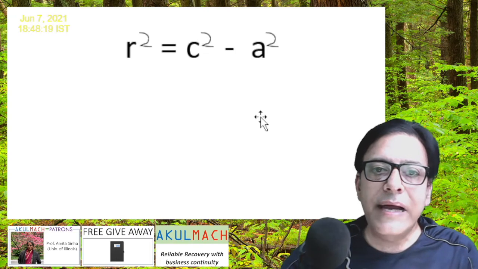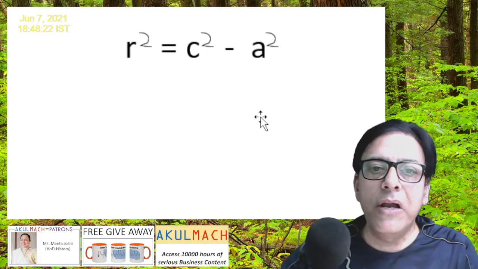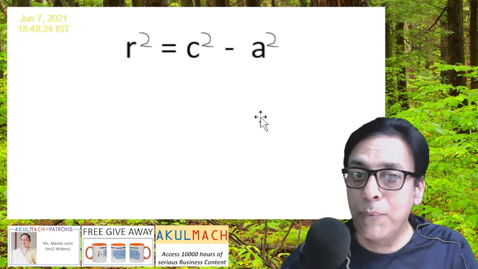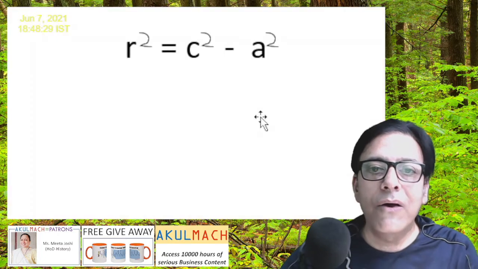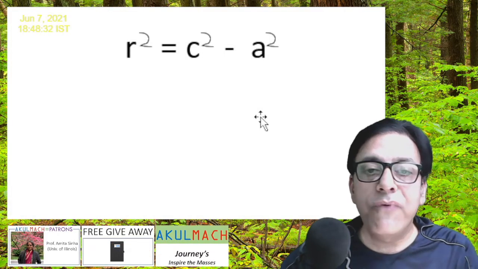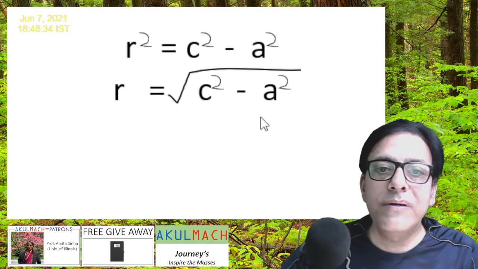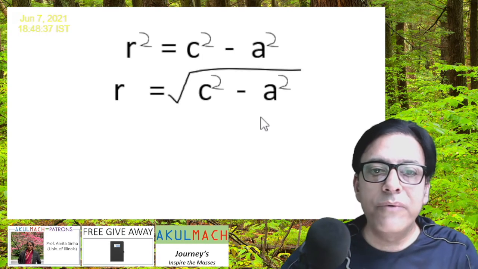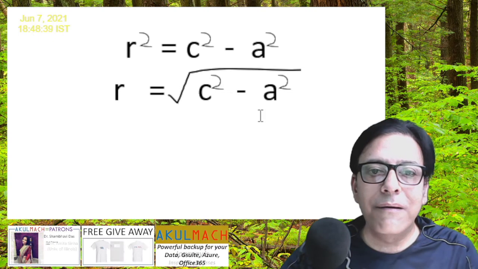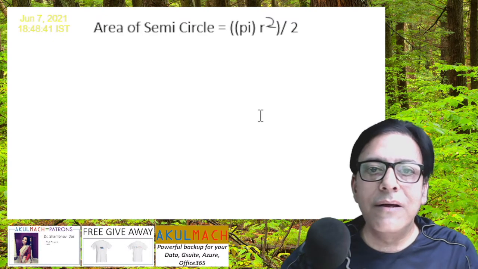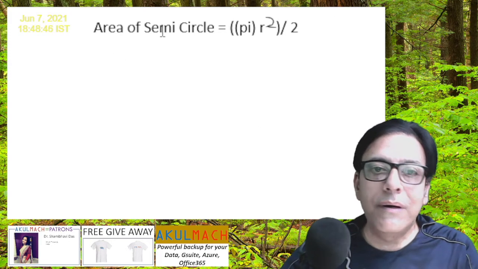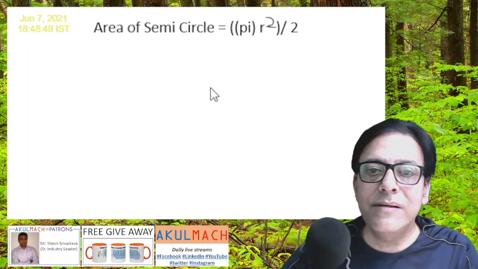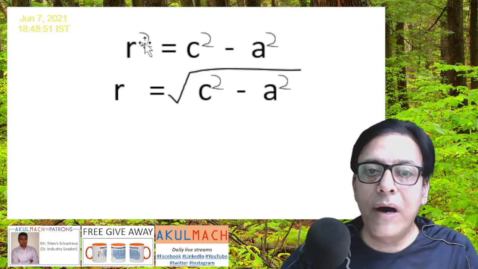A square is one of the sides, and C is the value of the hypotenuse, which is the longest side opposite the 90-degree angle of the previous example. So what is the value of R? R is the square root of C square minus A square. However, if you see the formula, the formula for a circle was pi times R square, divided by 2 for a semicircle. So we are interested in the value of R square, and we don't have to do any square root in that.